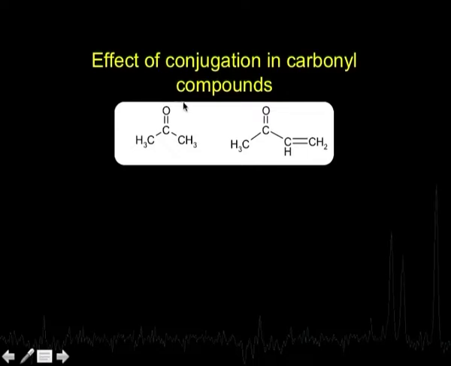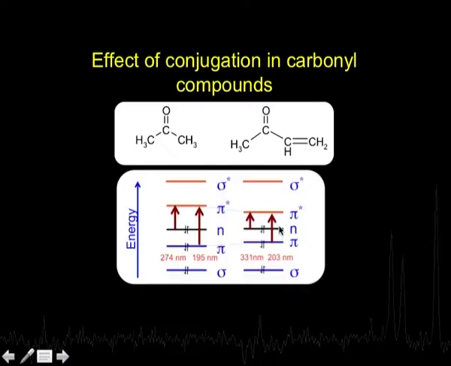So what happens in such a case? This is my molecule, which is acetone, a ketone here. But if this carbonyl chromophore happens to be in conjugation with a double bond over there, this forms what is called an enone.